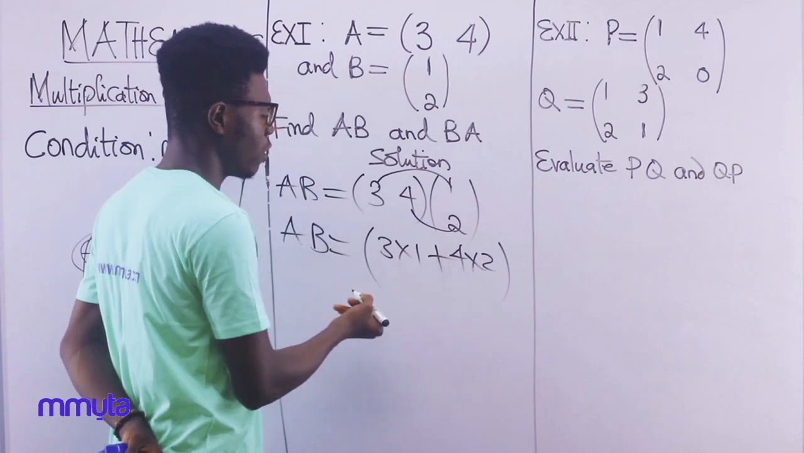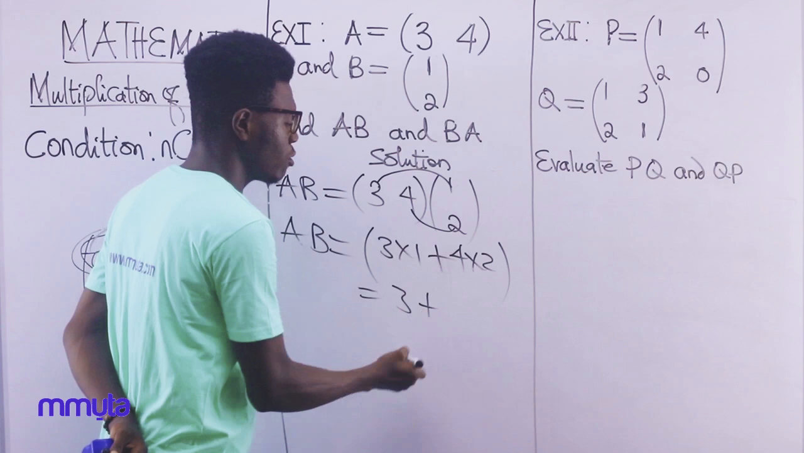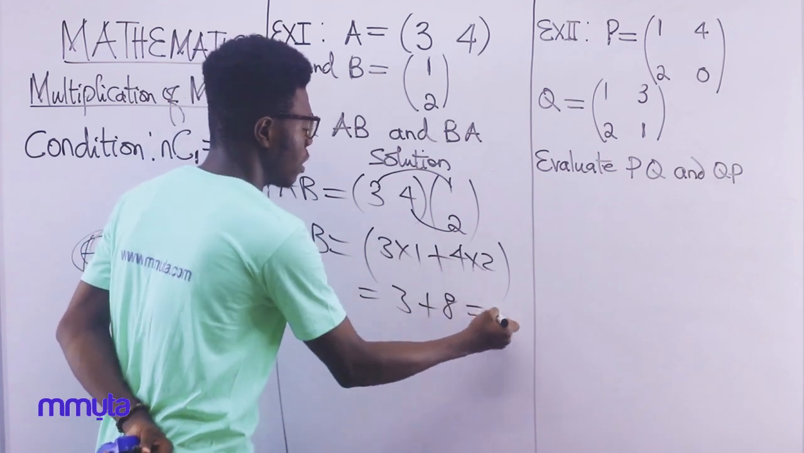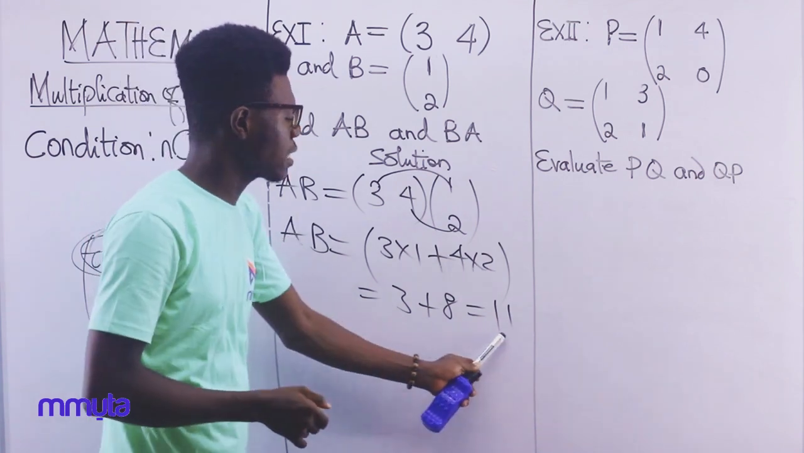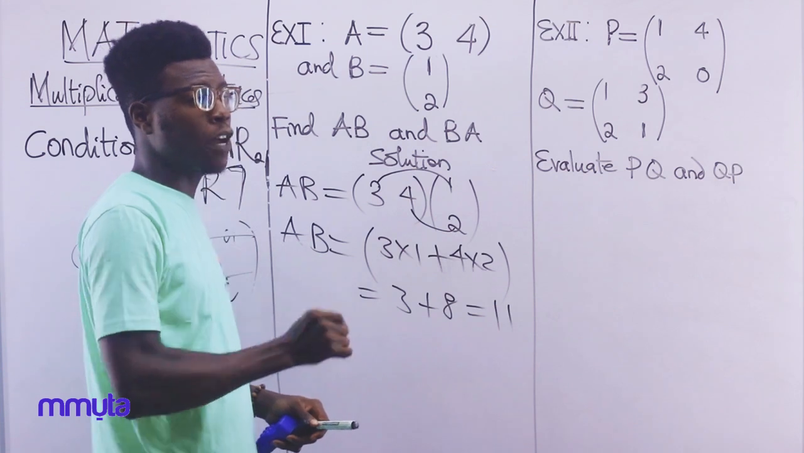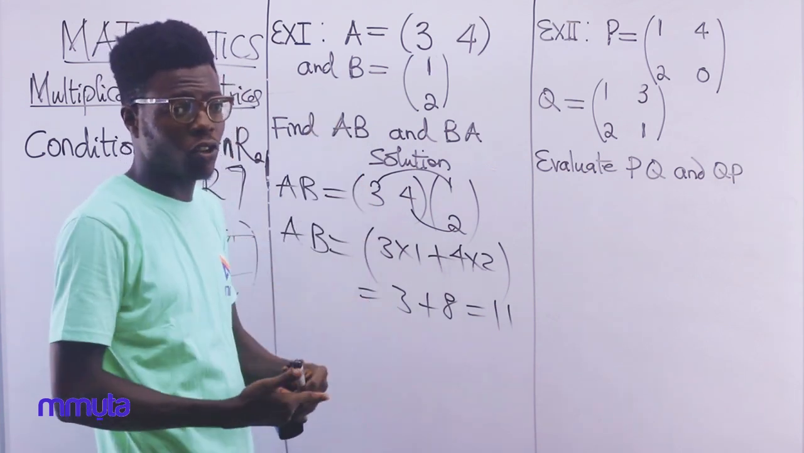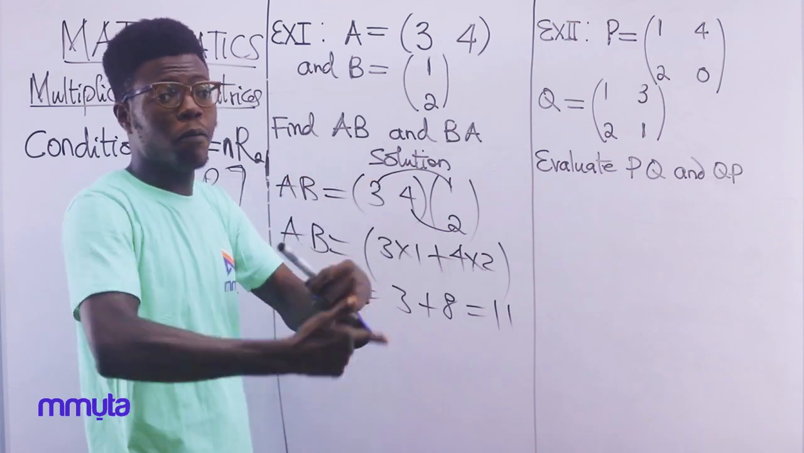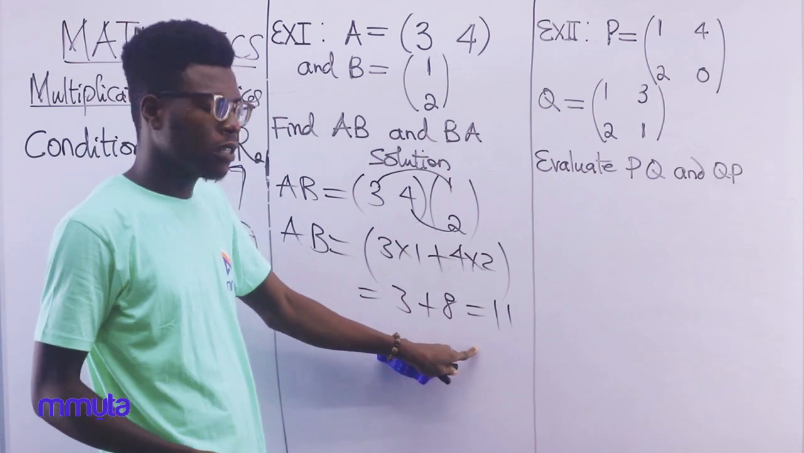3 times 1 is going to give us 3, of course. So we now have 3 plus. 4 times 2 is going to give us 8. And 3 plus 8 is equal to 11. So if you watch, you are going to observe that this number we are seeing here is a scalar. Meaning that if you multiply a vector with a vector, and their multiplication is conformable, then definitely you are going to get a scalar quantity.